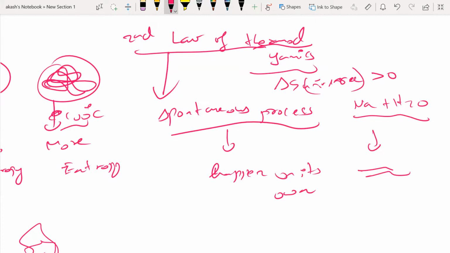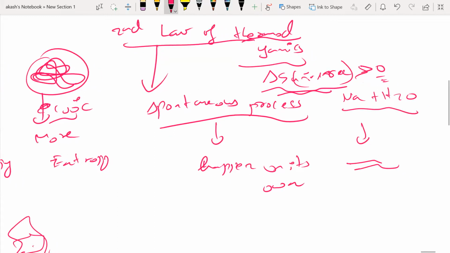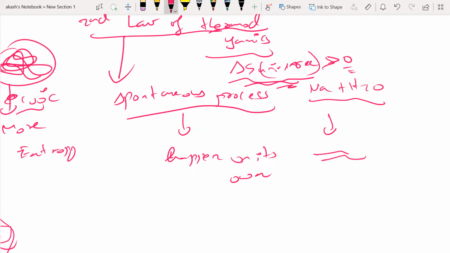If there is a spontaneous process and it is going to happen, it will happen in such a way that the entropy of the universe is increasing. That is, delta S universe, the change in entropy of the universe, should be greater than zero, a positive value. That means the entropy is increasing. That is exactly the definition of a spontaneous process according to the second law of thermodynamics. We are not talking about the system, people. Here we're talking about the universe. So be very careful.